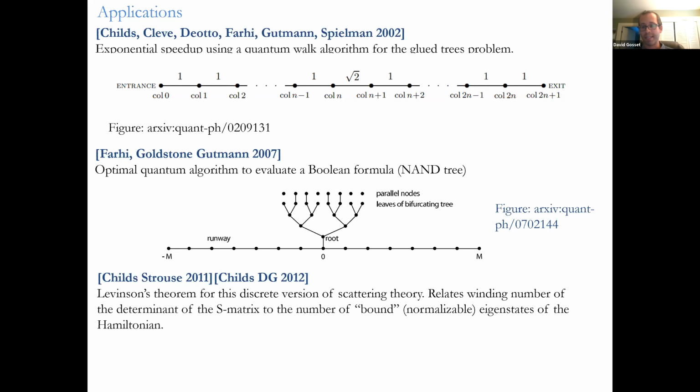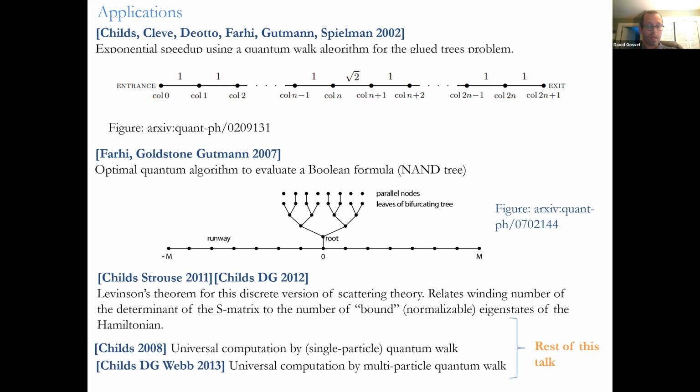And the remarkable thing is that that winding number actually counts the number of normalizable eigenstates of the Hamiltonian, and that's Levinson's theorem. It's a remarkable connection between the scattering states, or the S matrix, and the bound or normalizable eigenstates of the Hamiltonian. But even though I put it in this list, it's not really an application of this scattering theory.